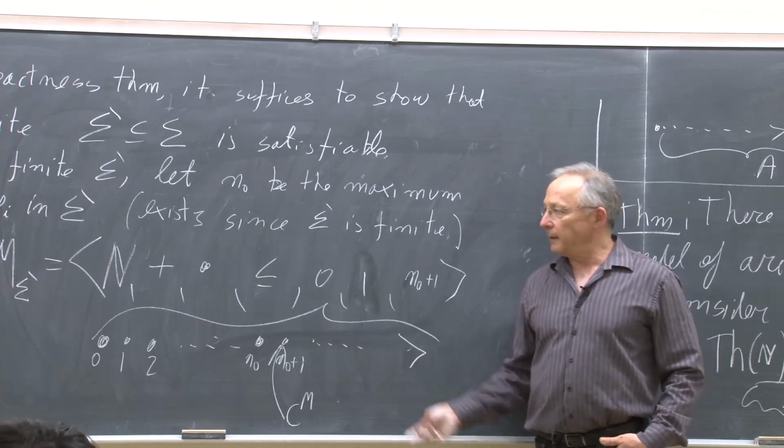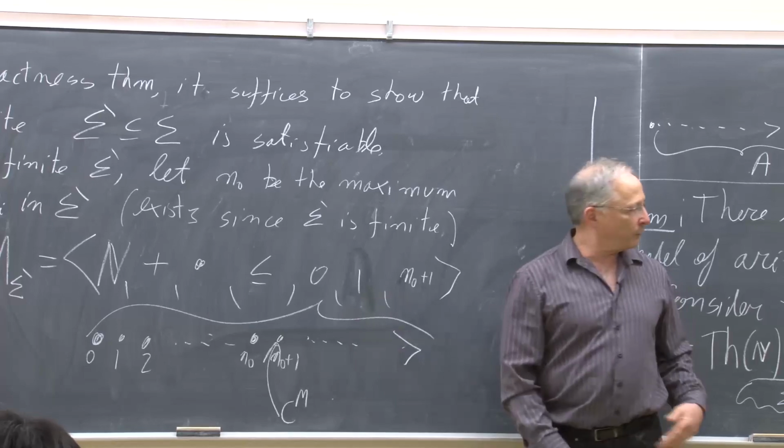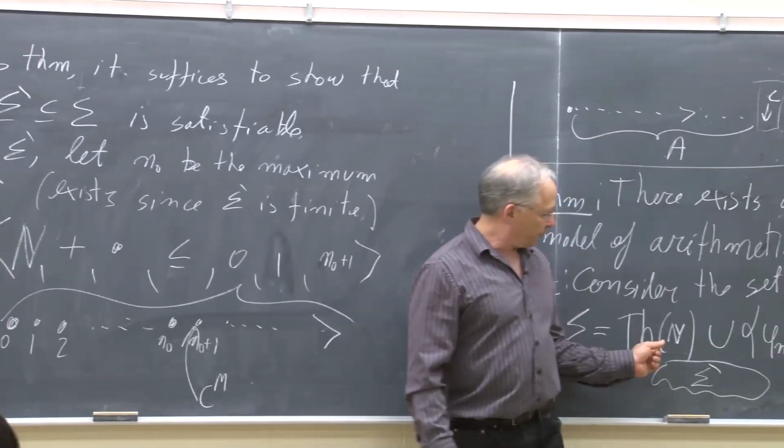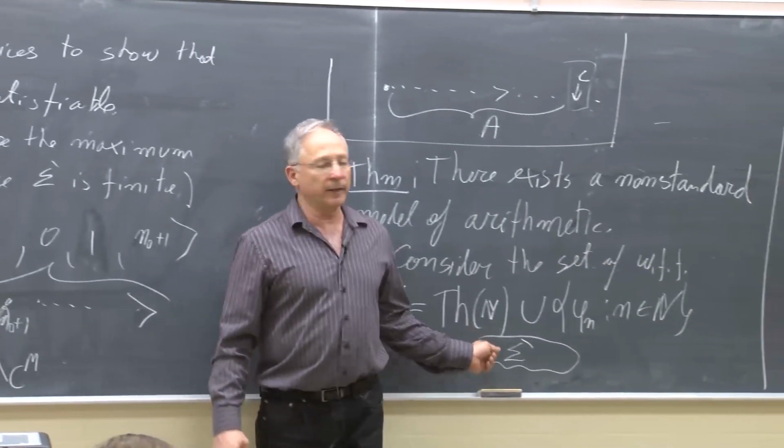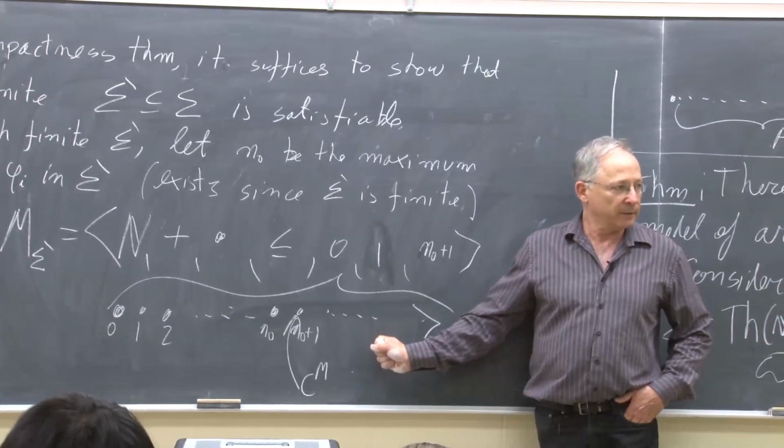So you're right. We have to add the statement. Of course, every formula in sigma prime that came from the theory of N is satisfied because this is actually N. It's the same structure. Right.